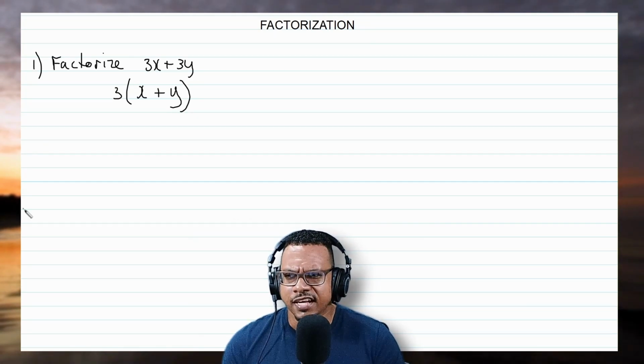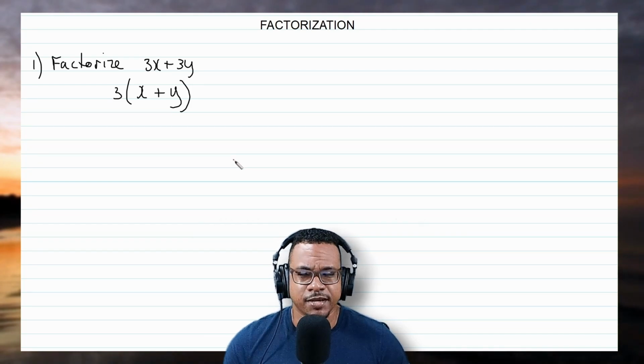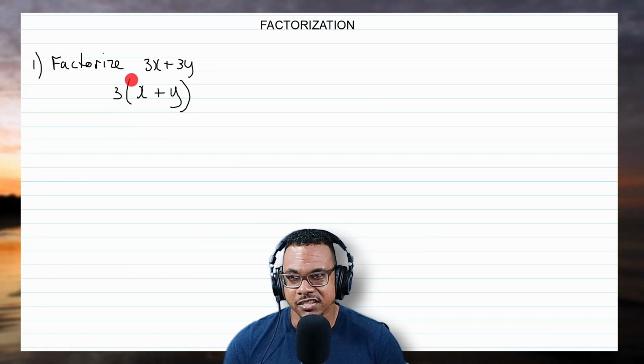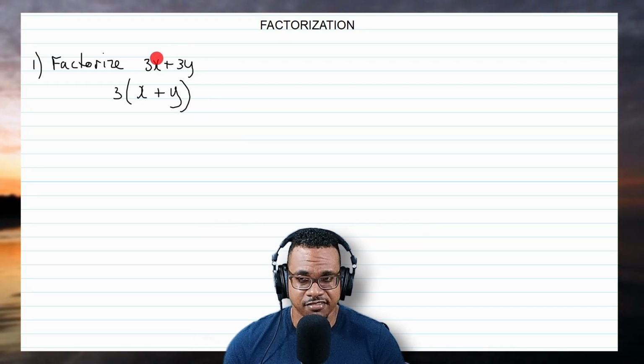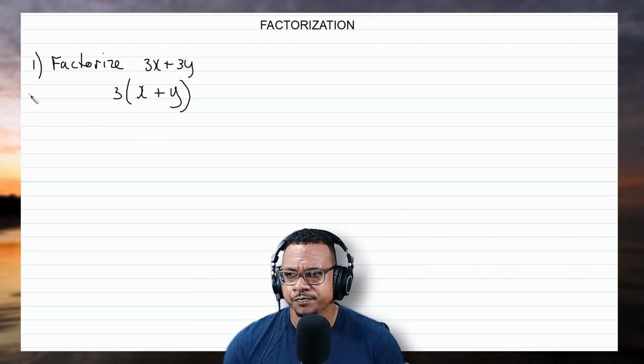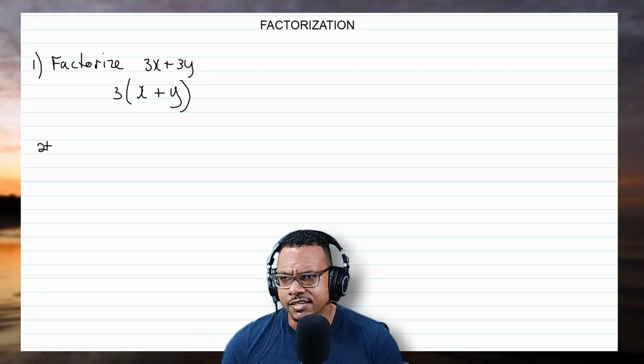Now, a point to note is that factorization is the opposite of expansion. So in expansion, you would multiply to get rid of these brackets. And in factorization, we are dividing to get back the brackets. Now let's look at a second question here.